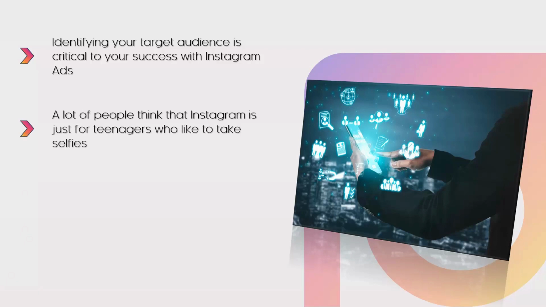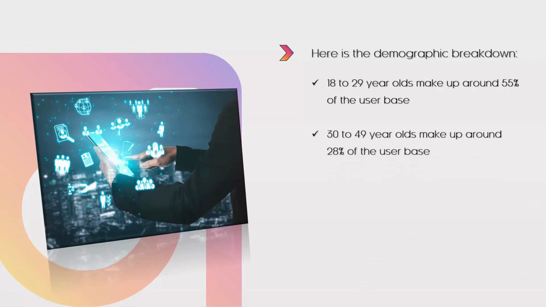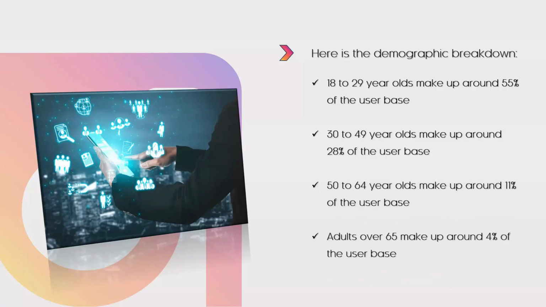A lot of people think that Instagram is just for teenagers who like to take selfies. There is certainly an element of that going on, but there's a lot more besides. While it is true that Instagram appeals to a younger demographic, older people do use it as well. Here's the demographic breakdown. 18 to 29-year-olds make up around 55% of the user base. 30 to 49-year-olds make up around 28% of the user base. 50 to 64-year-olds make up around 11% of the user base. And adults over 65 make up around 4% of the user base.